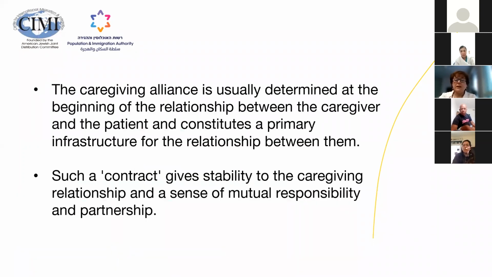The caregiving alliance is usually determined at the beginning of the relationship between the caregiver and the patient and constitutes the primary infrastructure of the relationship between them, okay? At the beginning of a relationship, we all know that first impressions are very important. So you gotta be charmers. We all are.